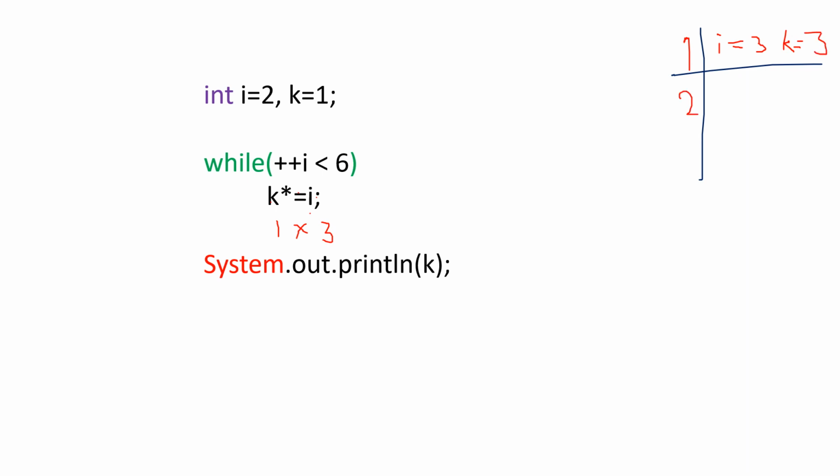Now let's see the second iteration. In the second iteration, we have ++I first of all. So I is equal to 4. Then we have k. So k's value we got in the previous iteration as 3. So it is 3 times I, which is 4. So we get k is equal to 12 because 3 fours are 12. Simple math. Then moving on to the next iteration, we see ++I. Then I'll just increase the table.